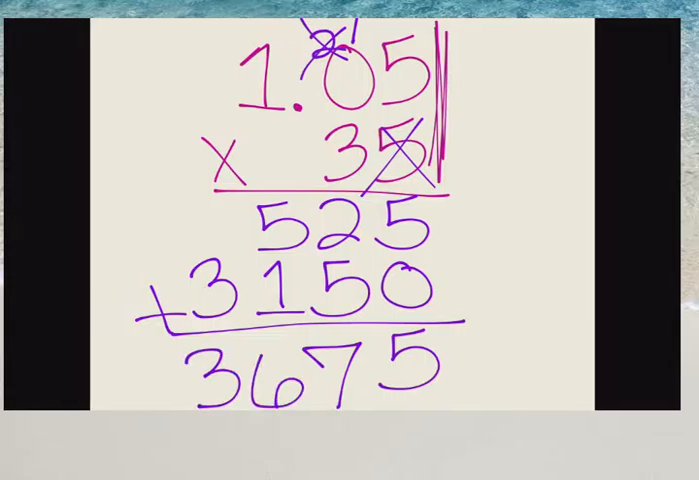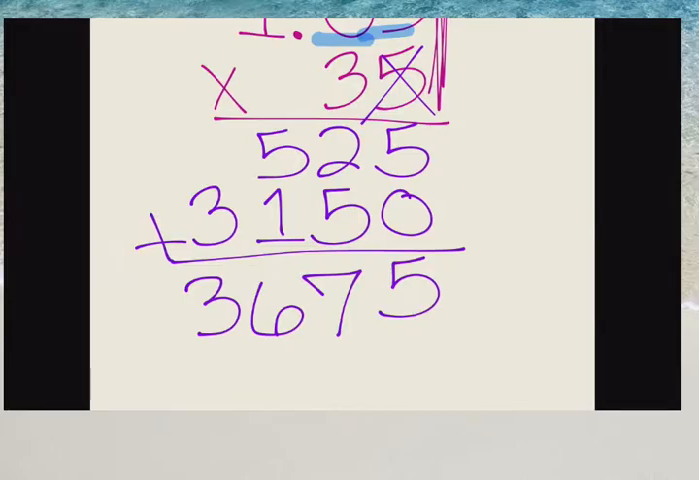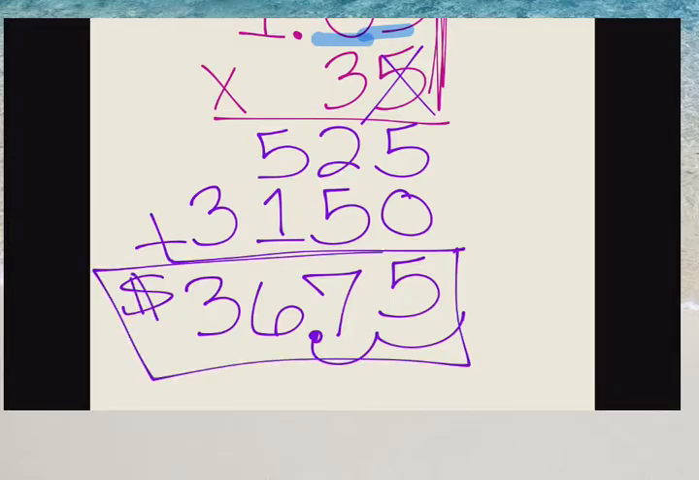If we count, we've got a total of 2 numbers to the right of the decimal point. So we're going to bump over 1, 2 places. So we can say that the total cost of the jacket is $36.75 after the 5% markup.